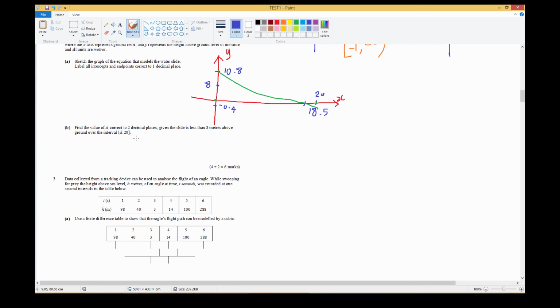So we just put it into the equation, where y is equal to 8. That's what it's wanting: 8 meters high, where it's less than. So we want the value of D. Whereabouts is D? Where y equals 8. That's what we want. So here, you let y equal 8.